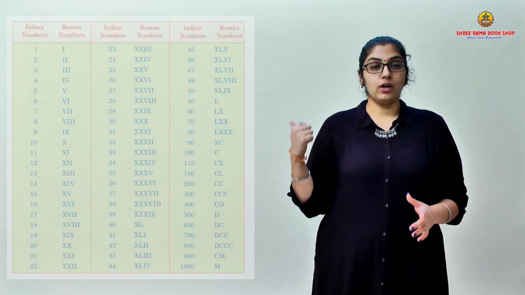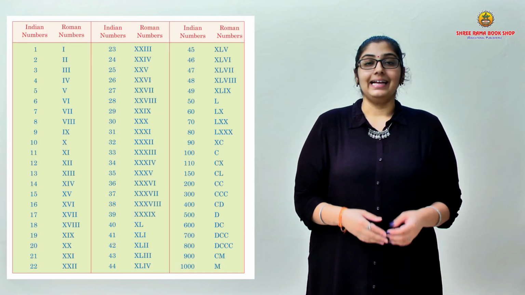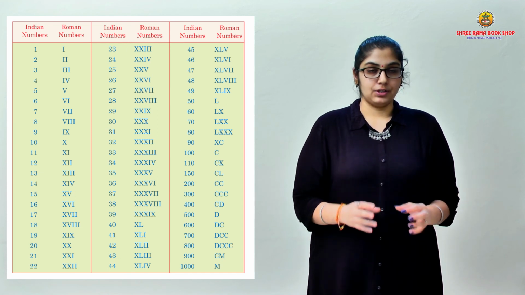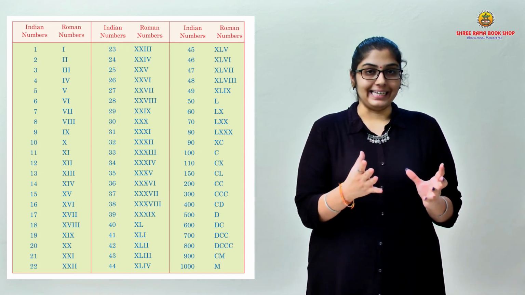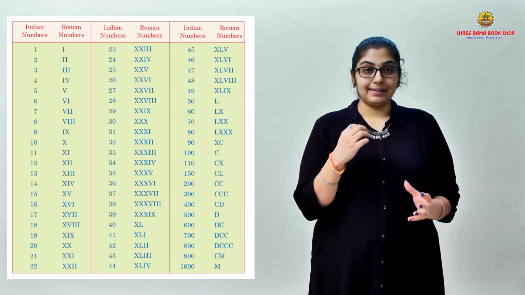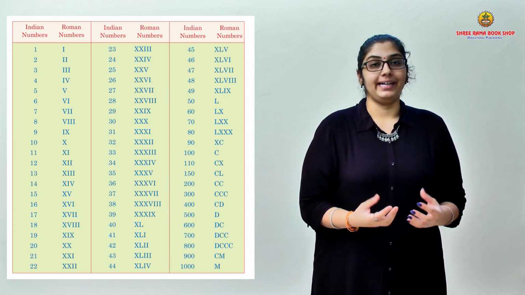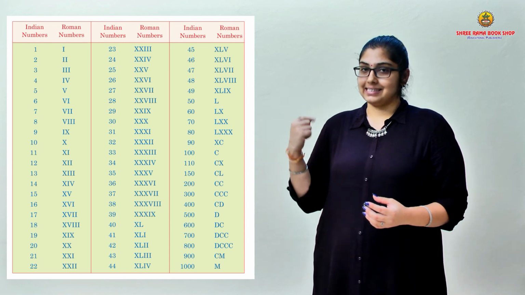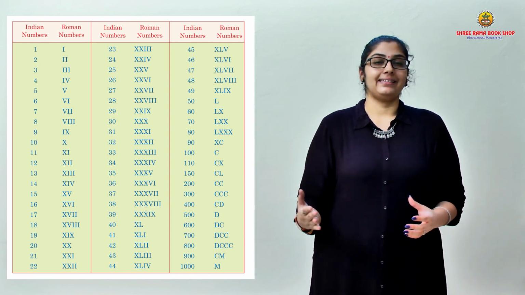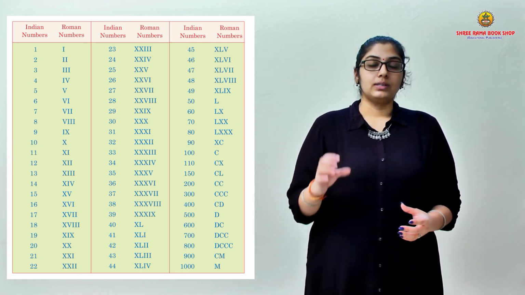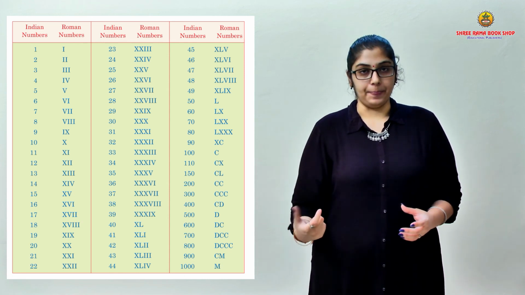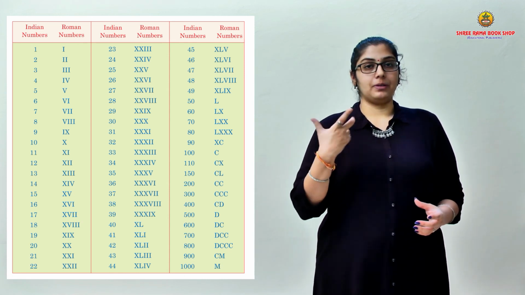Now if you see on the chart, you can see that C represents 100. So if I want to write the number 90, I need to subtract 10 from C. So the value of 90 can be written as XC. I can proceed like this up to the value 1000, which is represented by M. I can also take D, which represents 500.